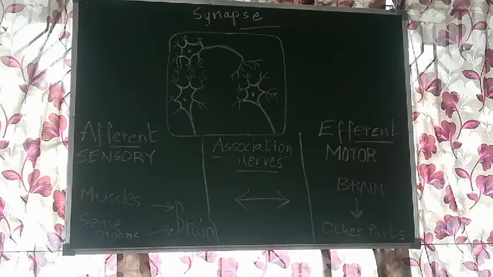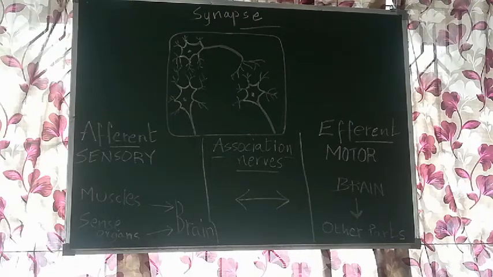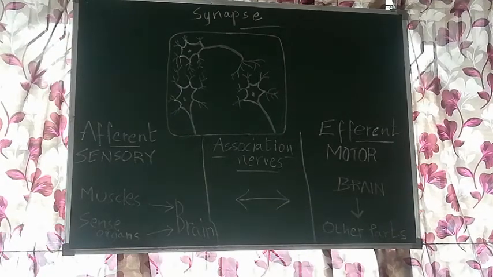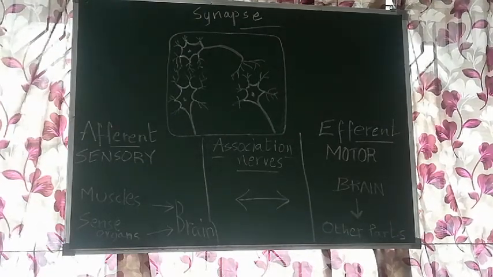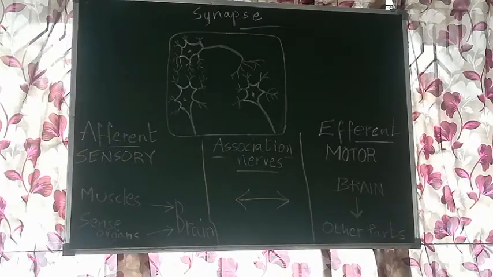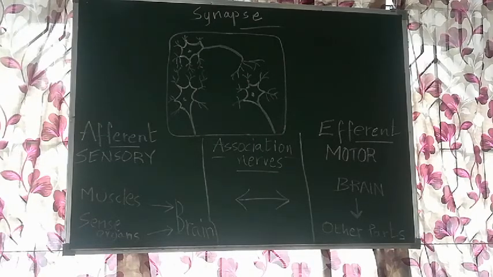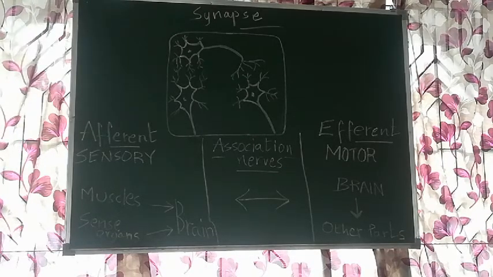Now we will learn about different types of neurons or nerves. What is the spelling of neuron? N-E-U-R-O-N. The basic structural and functional unit of the nervous system, a coordinating system, a linking system. Now there are three different types: afferent, efferent and association nerves. Three different types.